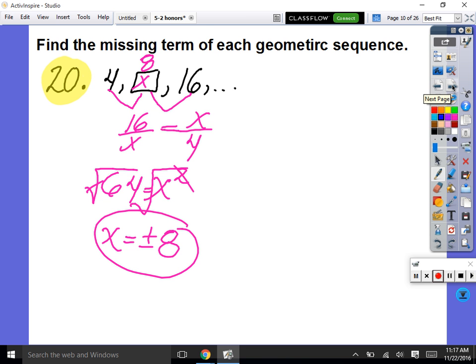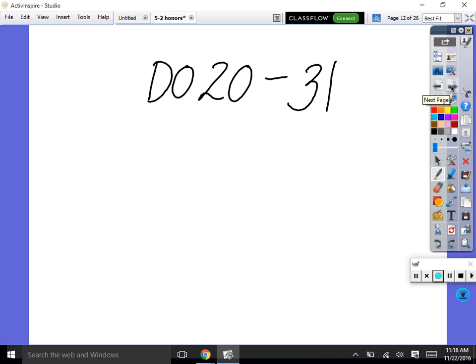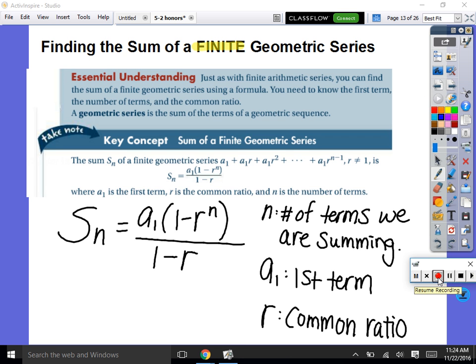Now in this one we didn't find r. We could have actually solved this one very similar to the one we just did. Does that make sense? So there's just many different ways to do these. That's what makes them hard. Okay, so do 20 through 31. Ready, set, go.